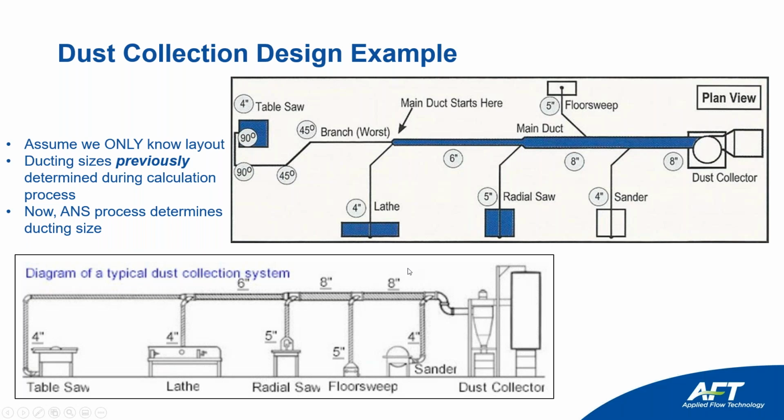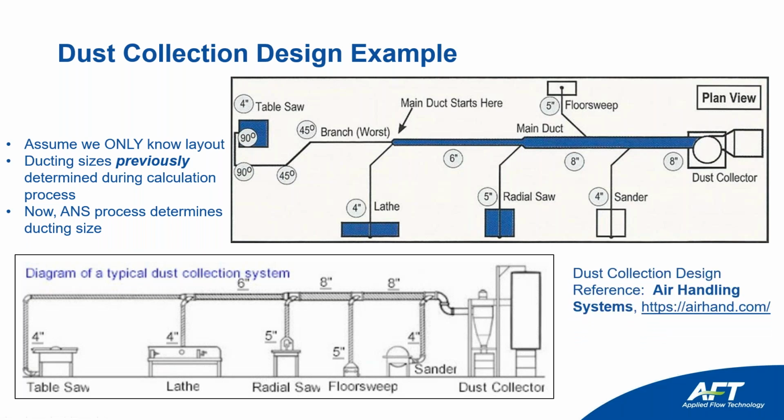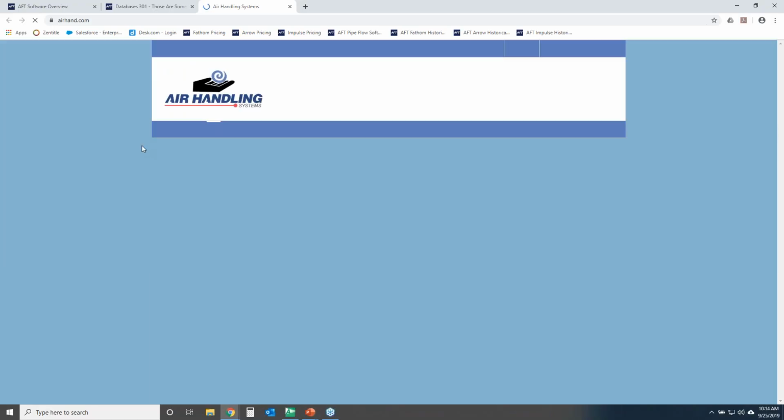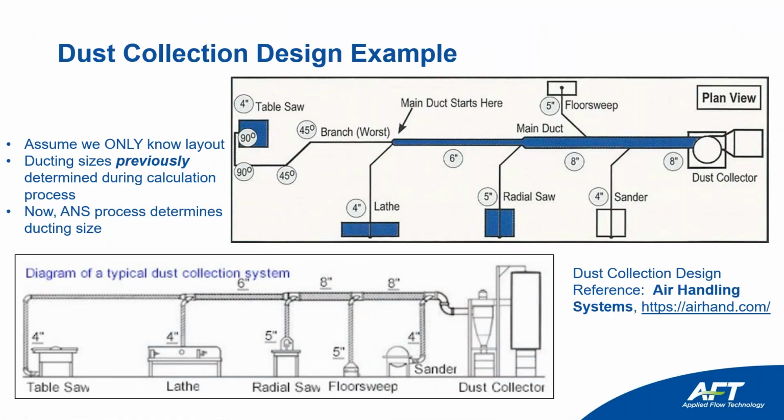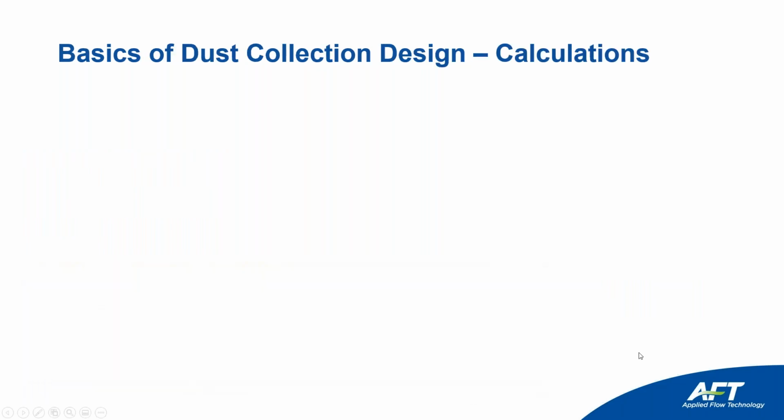So what ANS will do is it's going to determine the duct size for you. And here's where you can find the reference for this particular example. If you go to this website, airhand.com, it'll pull up their website, and there's a lot of really good information here about dust collection systems. I highlighted it in the previous webinar, and you'll be able to find the reference guide that talked about all the various design considerations for a dust collection system.